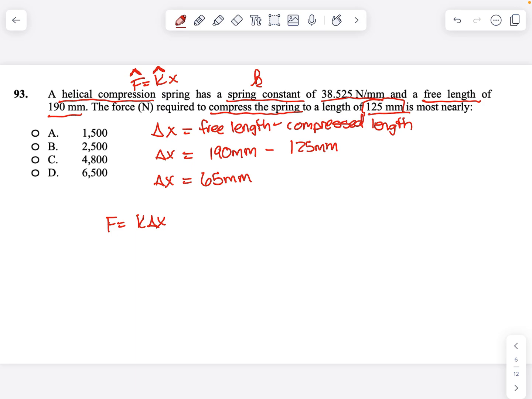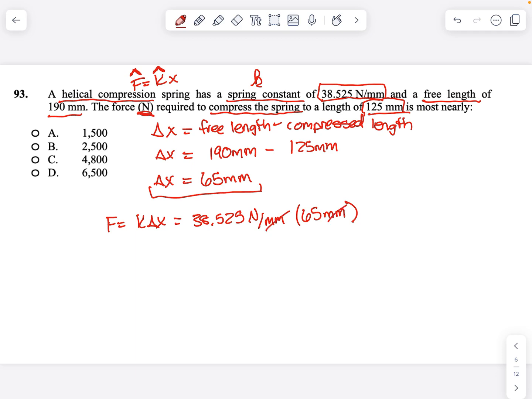And like I said earlier, we have K and we have delta X now. So we have all of our variables. So now you just plug it in, you solve it. So the required force that we need is the spring constant, which is given to us, and that is 38.525 newtons per millimeter times 65 millimeters. And again, we're looking in newtons too. Quick unit check here. We're all good.